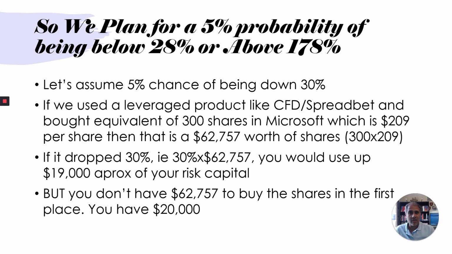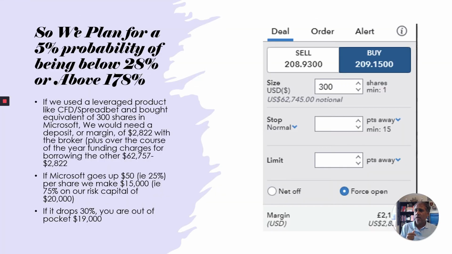If that's the case, we'll plan, as I said, for a 5% probability of being below 28% or above 178%. Now, if we used a leverage product like a CFD or spread bet and bought the equivalent of 300 shares in Microsoft, and you can see a deal ticket on a typical broker here, 300 shares, $62,000 notional, that means as if we were buying the underlying, we would need a deposit or margin. You can see the figure, the margin or a deposit.